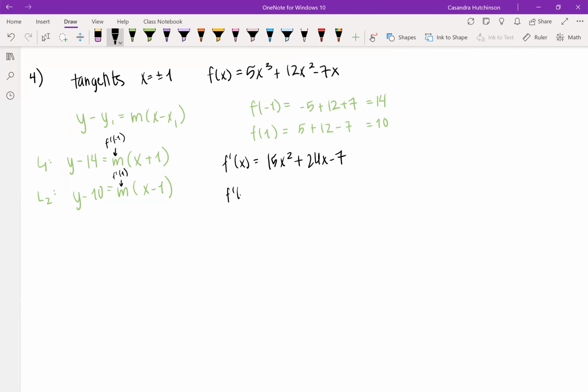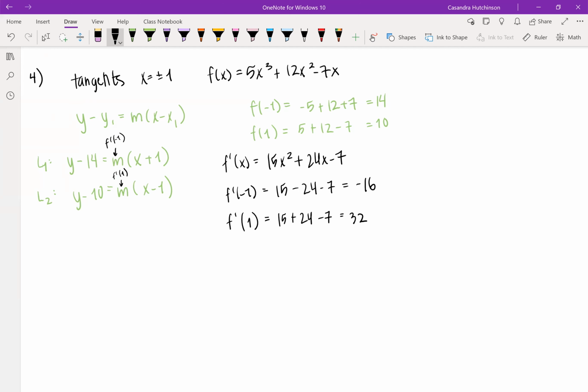Plugging in negative 1, I'll have 15 minus 24 minus 7. Oh, doing this in my head, it's not very good. 24 minus 15 is 9. So this should be negative 16, unless I've made a quick subtraction mistake. And f prime of 1 is 15 plus 24 minus 7, which will be 32.